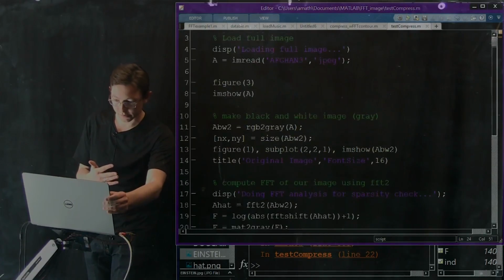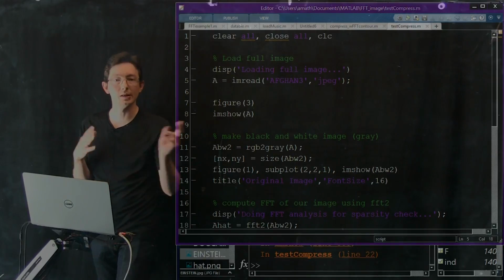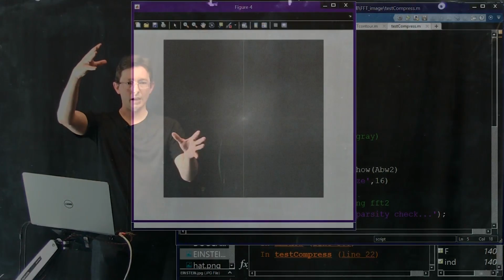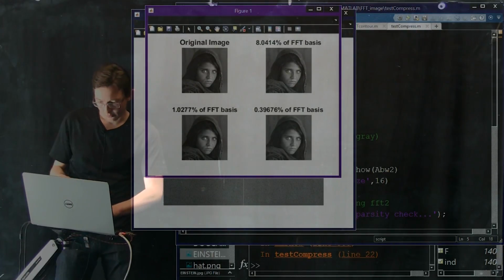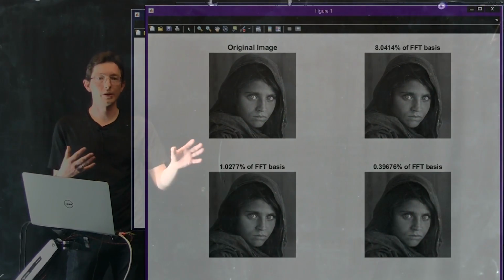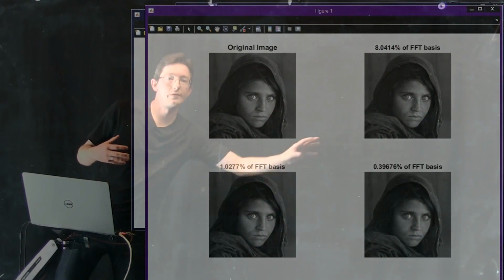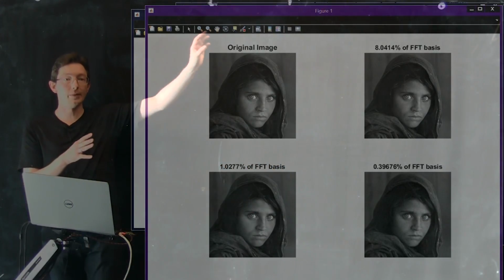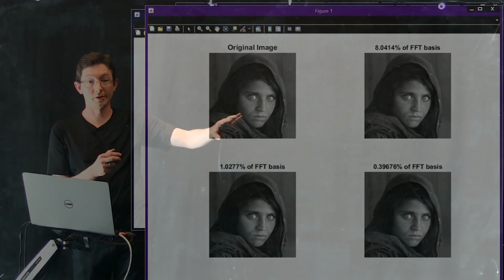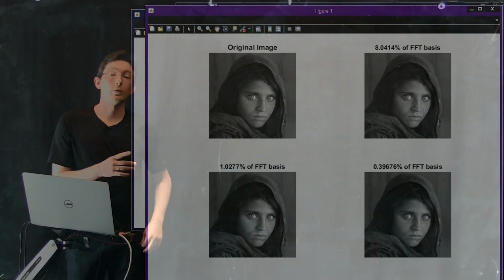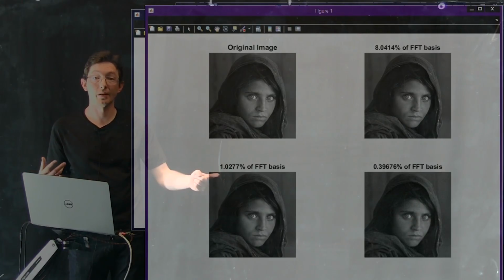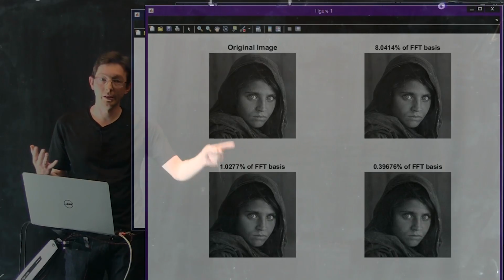Okay, so let's go up here. I have some other images in my folder. I'll just run this one again. So we have this image of a person, and when we Fourier transform and threshold, we get these different approximations for different amounts of compression. We're only keeping 8% of the Fourier basis in the upper right plot, almost identical to the original image. In the lower left plot, we're actually throwing away 99% of the Fourier coefficients. So this is a factor of 100 times compression, and we get a really good image.